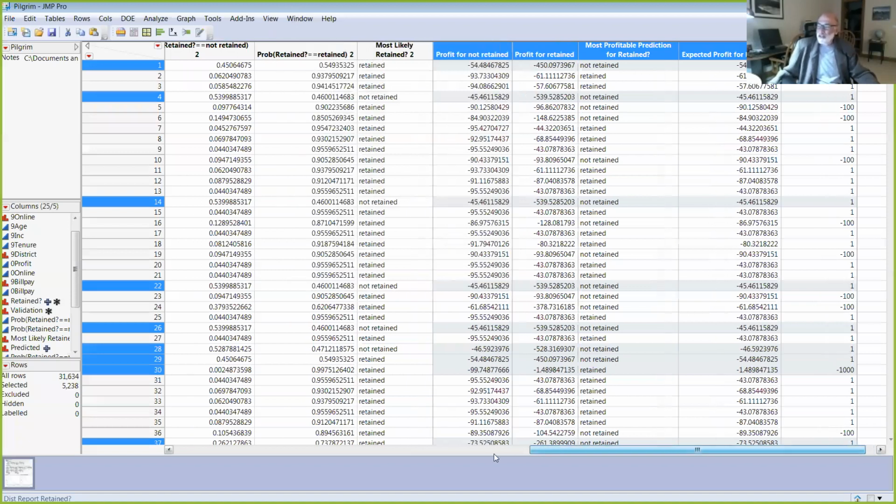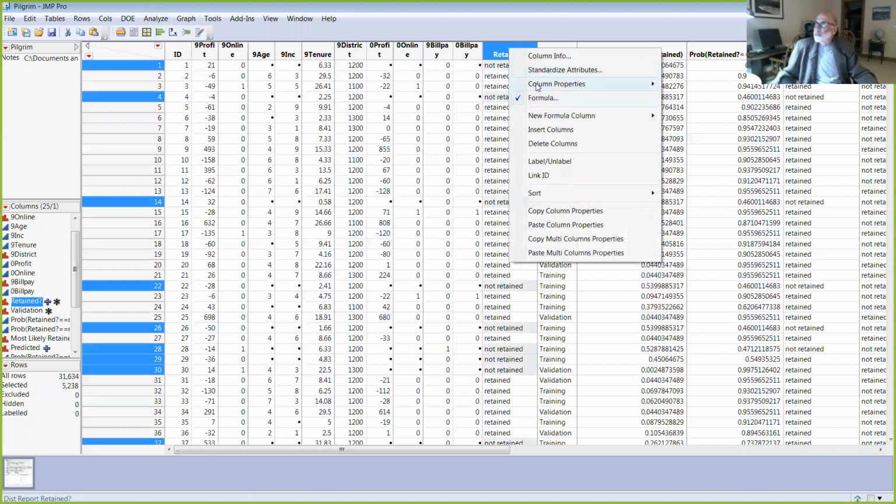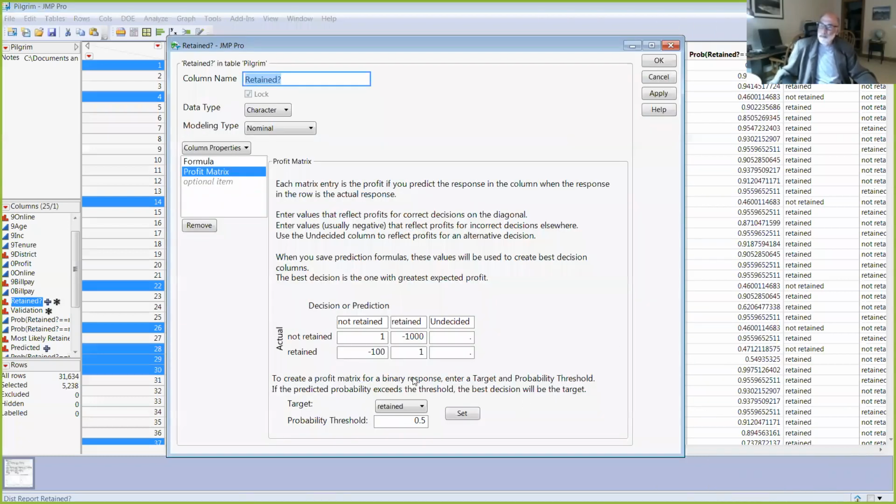When you do attach it as a column property, though, you will go to the retain column here. Column properties, profit matrix, that's where that information is put in. You could have put this in at the beginning, before building the model, and attached the profit matrix as a property to the column, and then anytime you do an analysis and make a prediction, it will use that profit matrix in making its prediction. So it's automatically adjusting the cutoff, recognizing the asymmetry of the errors in your model.